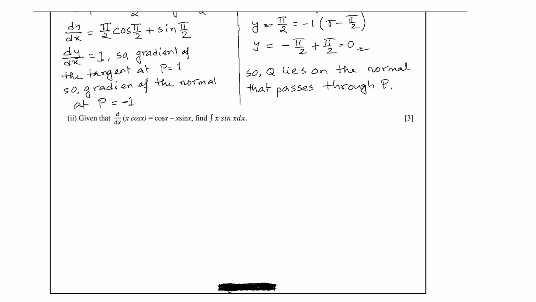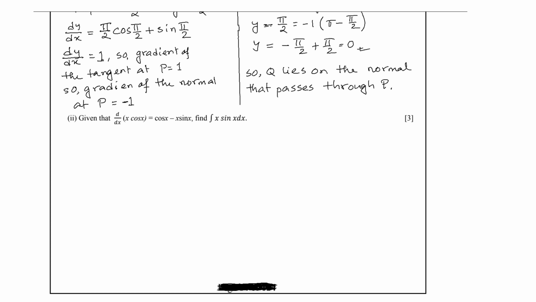Now for the second part of this question, it is given that the derivative of x times cos x is cos x minus x times sin x. With the help of this information, we have to find the integration of x times sin x. We cannot use the integration by parts rule as it is not part of the O-level syllabus.